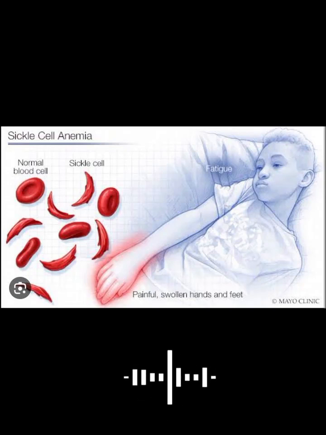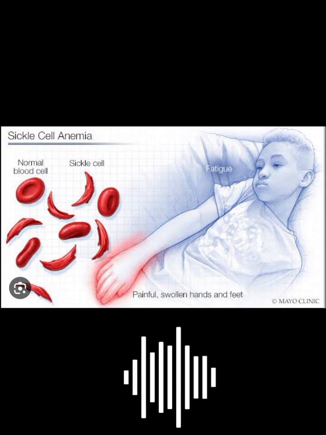Let's talk about sickle cell anemia. What is sickle cell anemia? Sickle cell anemia is an inherited condition and is therefore neither infectious nor contagious. So, what causes sickle cell anemia? Sickle cell anemia is caused by an inherited disorder of the hemoglobin structure.